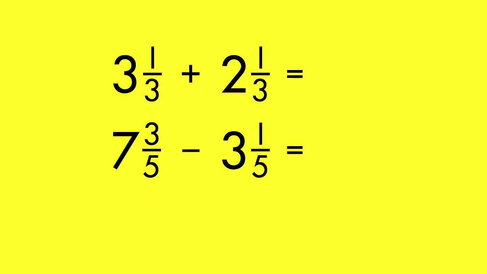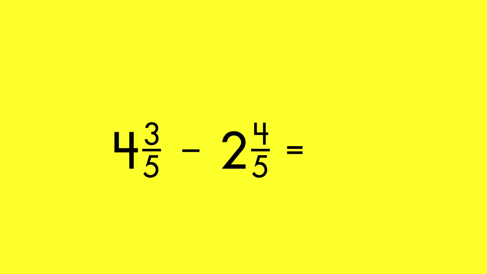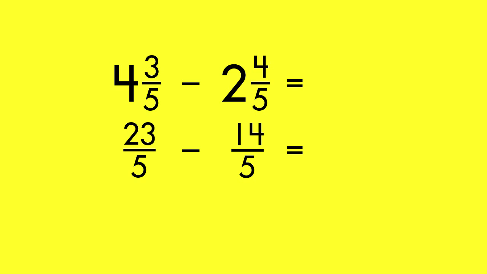To add and subtract mixed numbers, first, add or subtract the whole numbers, then add or subtract the fractions. Or, change the mixed numbers into improper fractions. Add or subtract the numerators. The denominator stays the same. You can change the sum back into a mixed number.